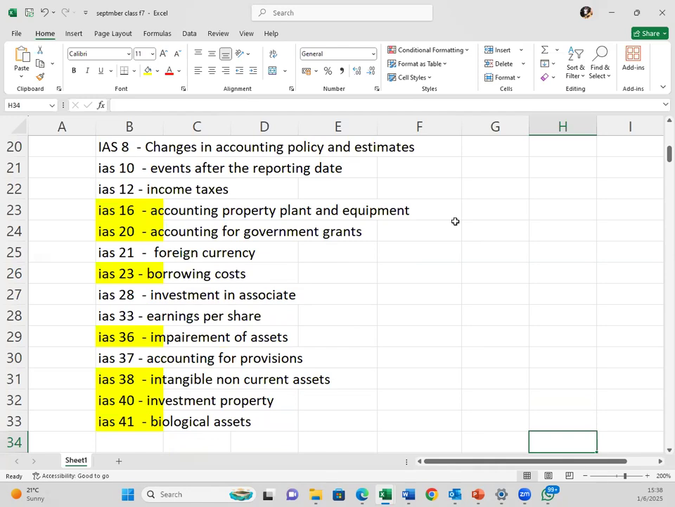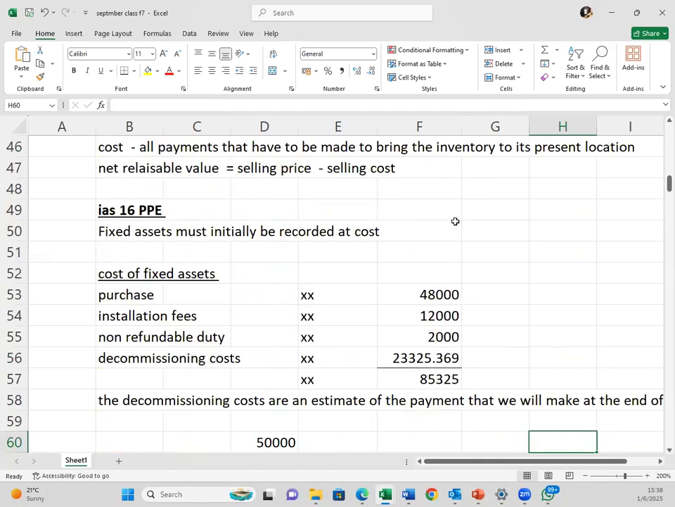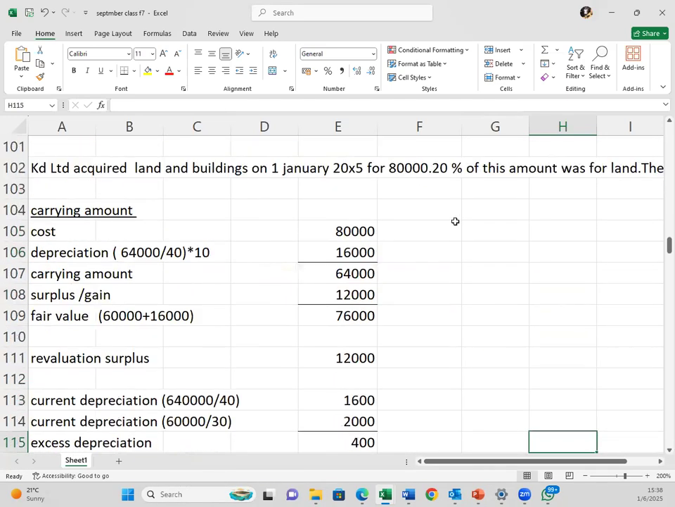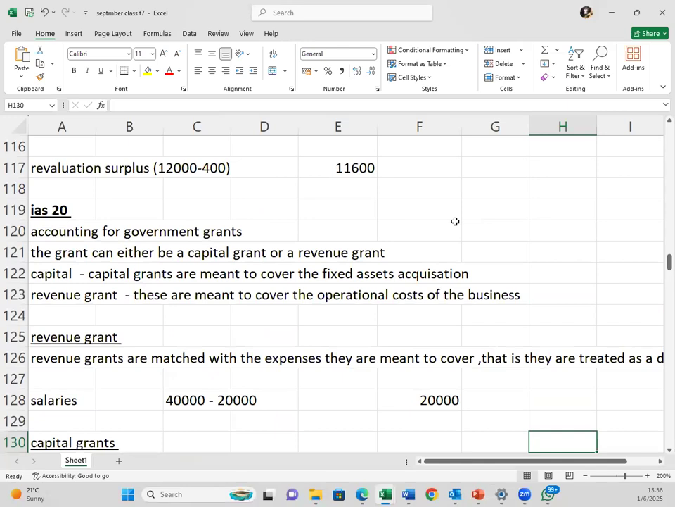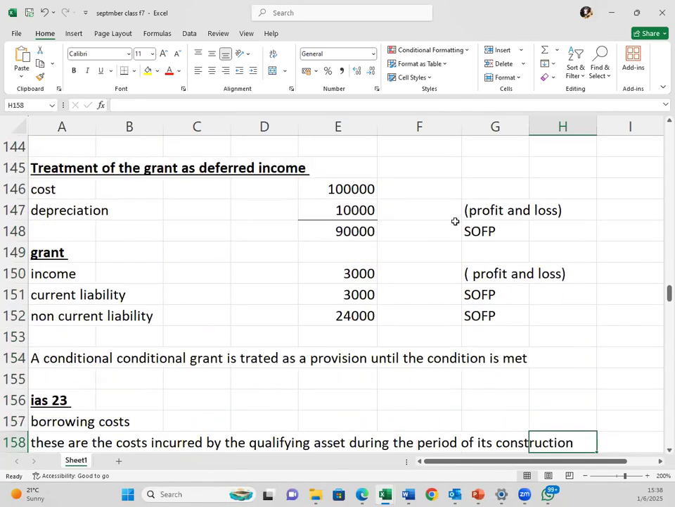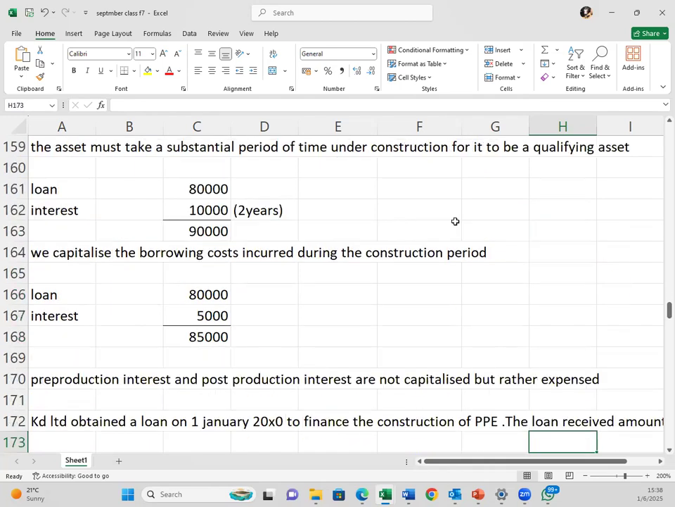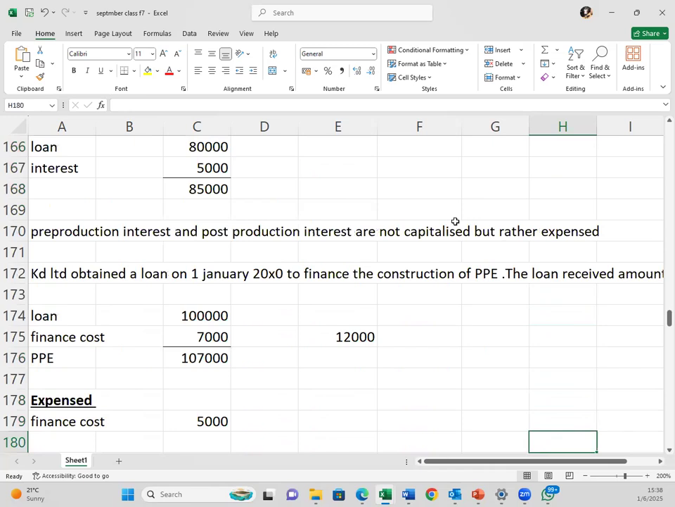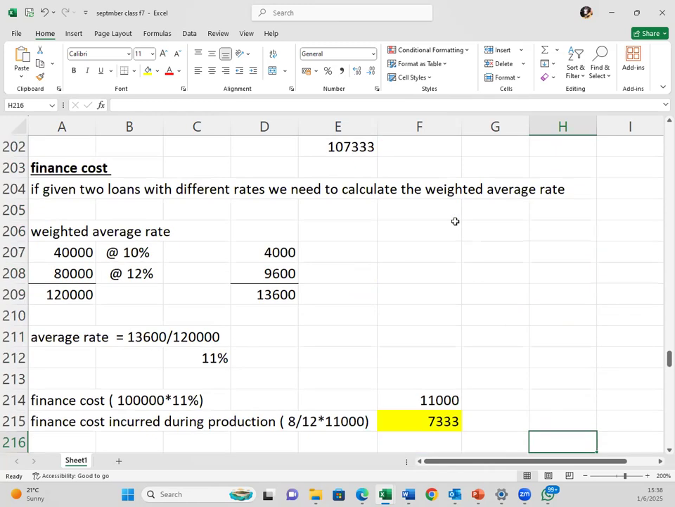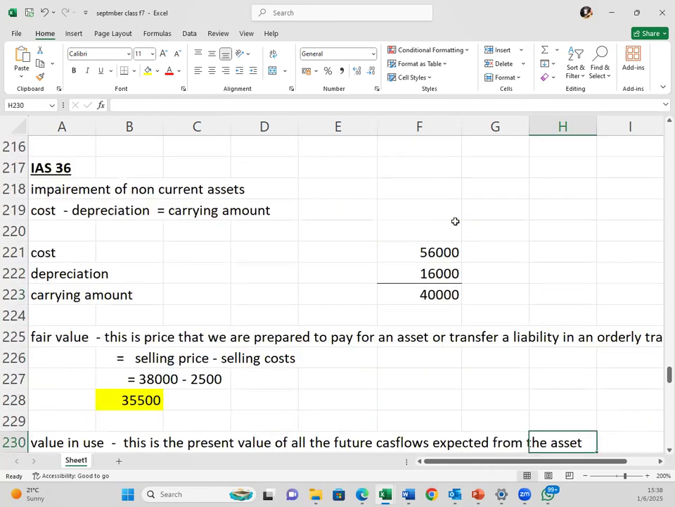So let's quickly rush to the last thing we were talking about. We're going to quickly recap IAS 36, then maybe we look at one or two questions, then move to the next standard. We want to try to move and cover as much ground as possible. So IAS 36, this looks at impairment of assets.